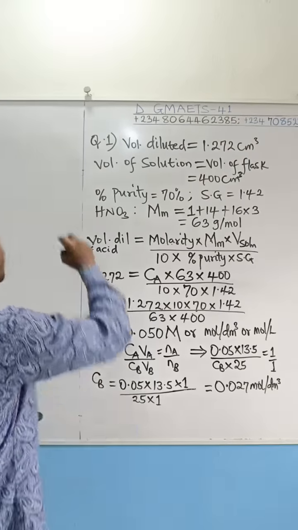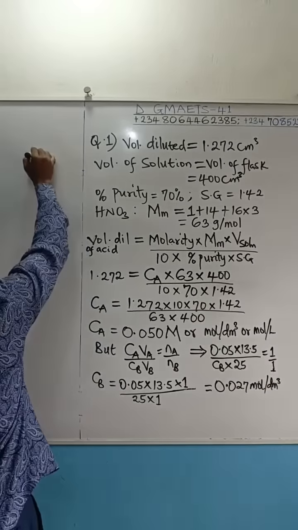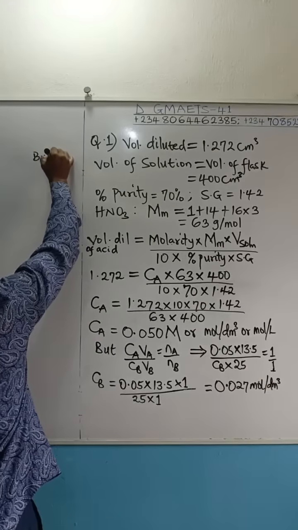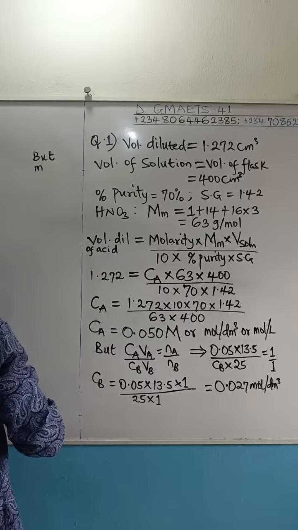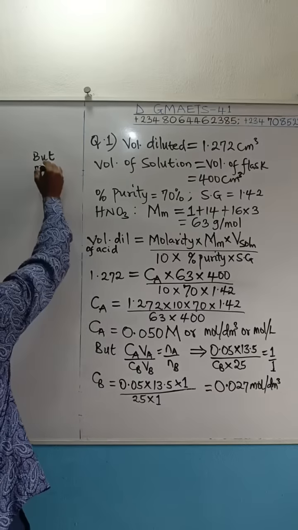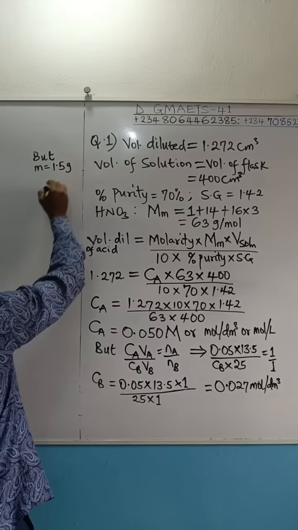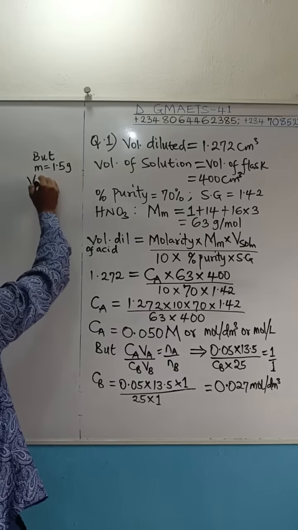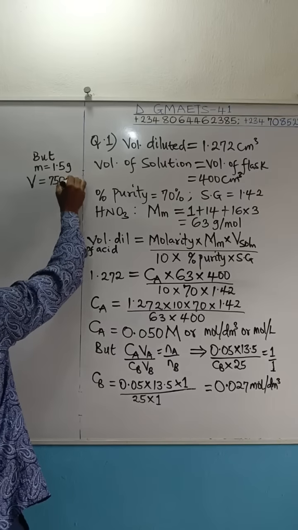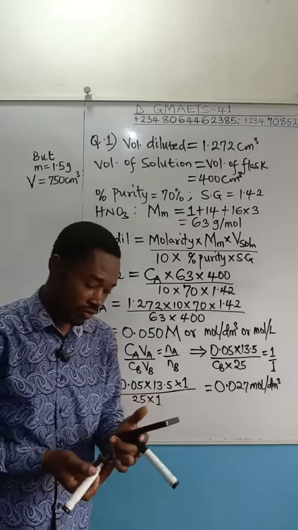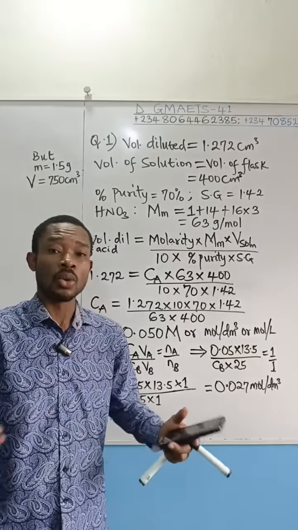Okay. So let us obtain the mass concentration. We know that the mass of the base from the question is equal to 1.5 gram. And we know that the volume of solution in which this 1.5 gram was dissolved is 750 cubic centimeter of flask. That was given in the question. Are you getting me right? So what do we do from here?